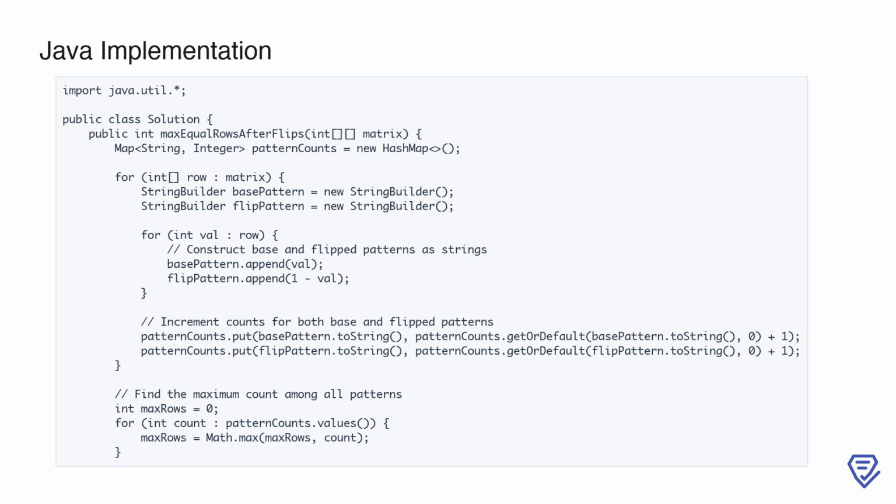After constructing the patterns, we update their counts in the patternCounts map using the getOrDefault method to handle cases where the patterns are encountered for the first time. This ensures we track the occurrences of both the base and flipped patterns effectively.